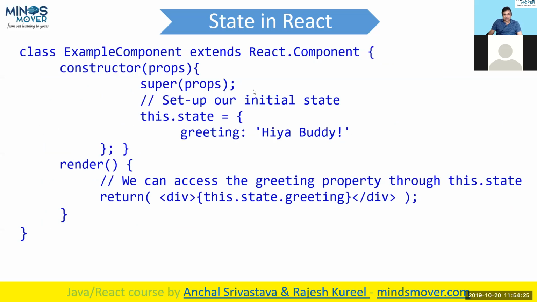So this is one example, right? Here we are setting greeting: hi, hiya, buddy. Okay, so this is the initial state. Whenever you want to set an initial state, you have to set it in the constructor. In the constructor of your React component, you will set the state, and then the same state you can use while rendering. So for example this one, right? div this.state.greeting. What will it be replaced with? It will be replaced with hiya buddy. Clear?